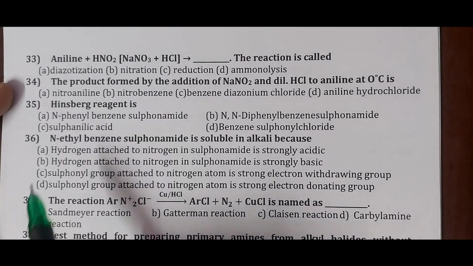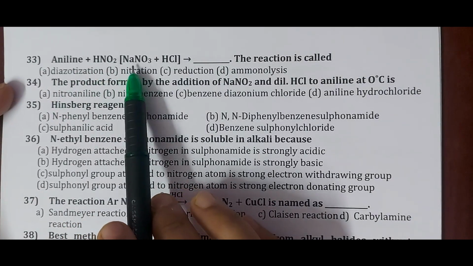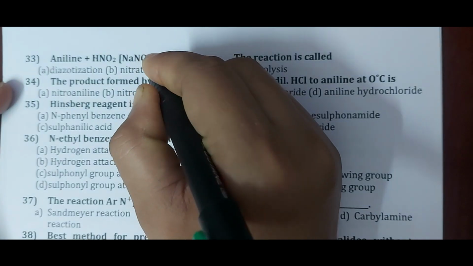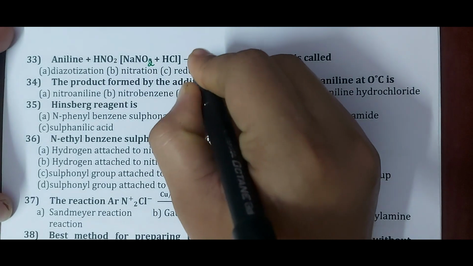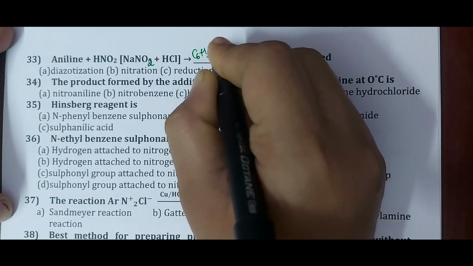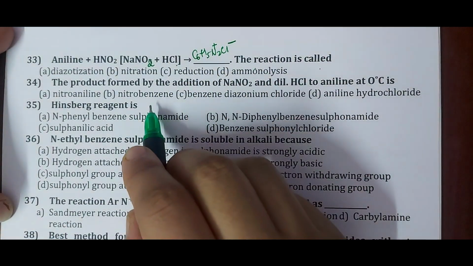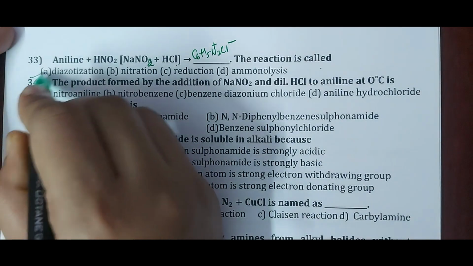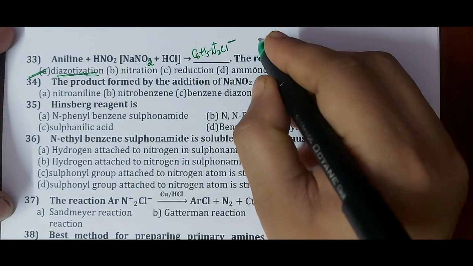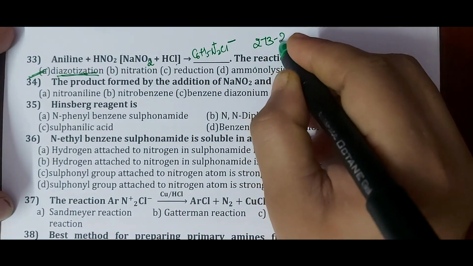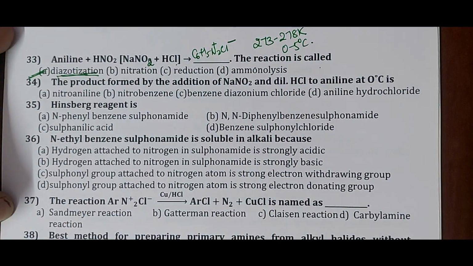Next, question number 33. In question number 33, aniline plus HNO2, that is NaNO2 plus HCl, that is a diazotization reaction. We get the product as C6H5N2 plus Cl minus, and this reaction is called the diazotization reaction. Hence the correct answer is option A. And you should remember this reaction is carried out at 273 to 278 Kelvin or 0 to 5 degree Celsius.